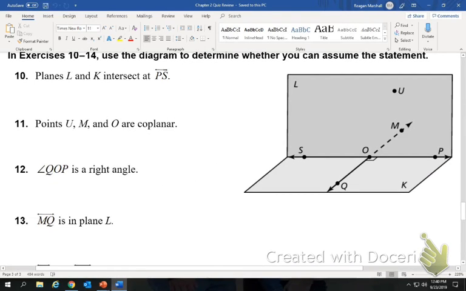Use diagrams to determine whether you can assume a statement. The number one reason students are getting this wrong is that this is actually multiple choice on the quiz. So if it's a multiple choice question, what should you do to show your answer?